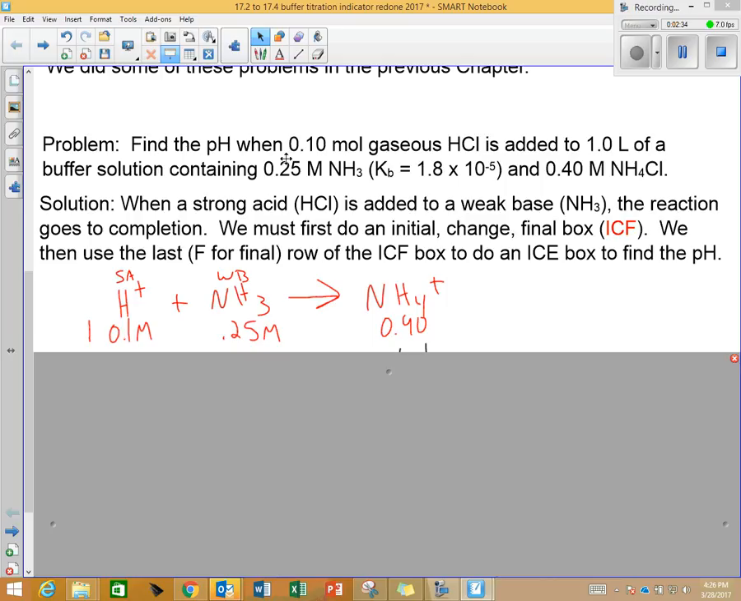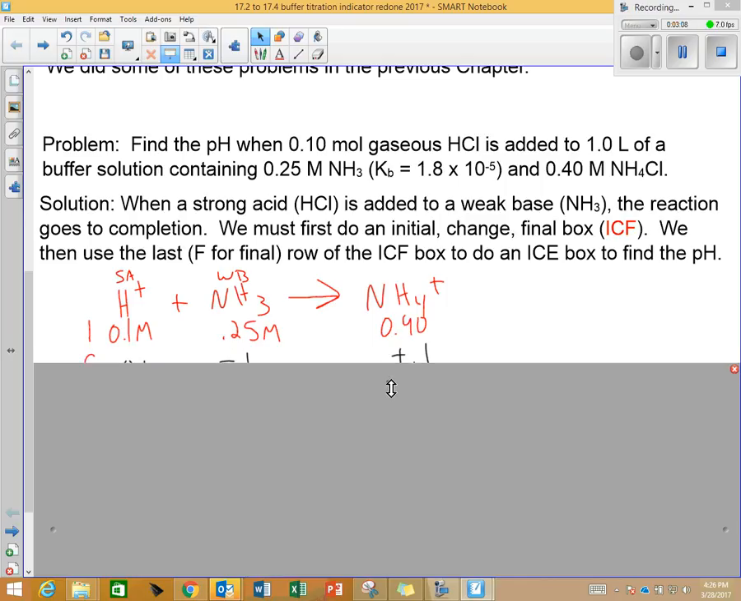Why is this 0.1 molar? Well, we had 0.1 moles of HCl in 1 liter. Molarity is moles divided by liters. So we have 0.1 molar. For the change, you have to find out who's limiting. So you look at these two numbers. Now this one's easy because the coefficients are the same for the reactants. They are both 1. Therefore, whichever one of these is smaller is limiting. Hence, this right here is the limiting reactant. These two will go down by 0.1. What happens then to NH4+? It goes up by 0.1.